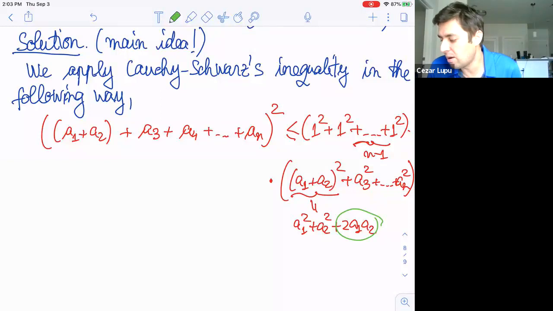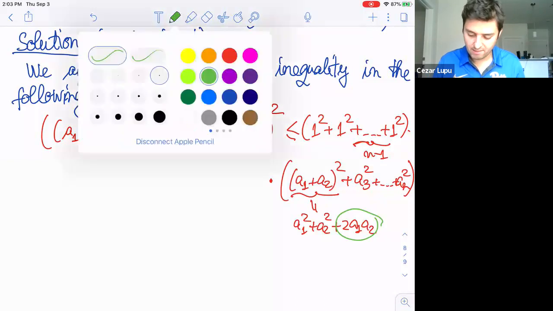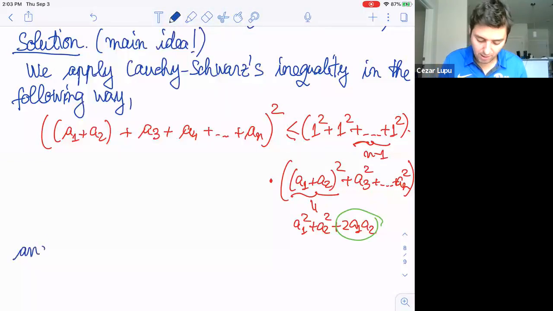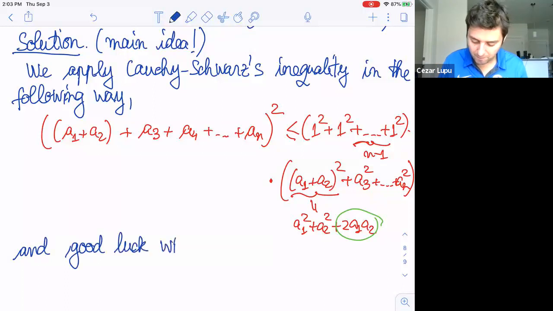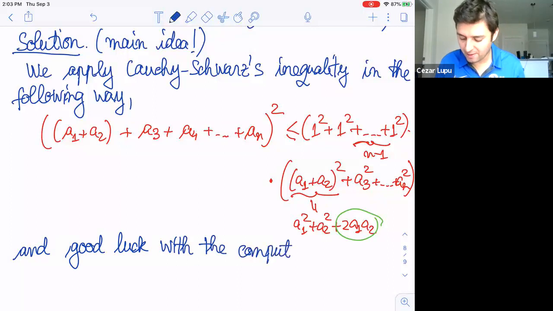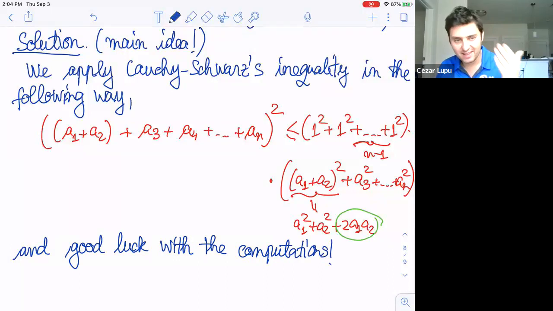So at this point, it's just computation, and good luck with the computations. But that was the main idea. So you see, the main idea was to get these guys, A1, A2, from somewhere. And that was the trick. It is tricky, I admit, because if you apply Cauchy-Schwarz directly, it doesn't give you anything.